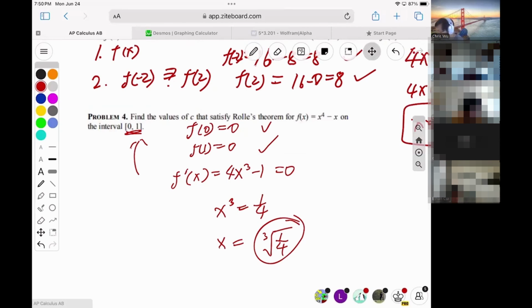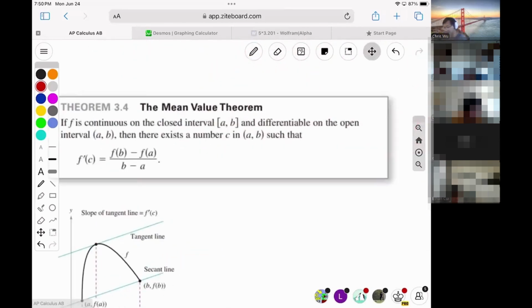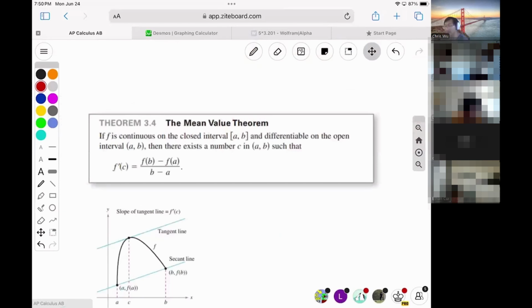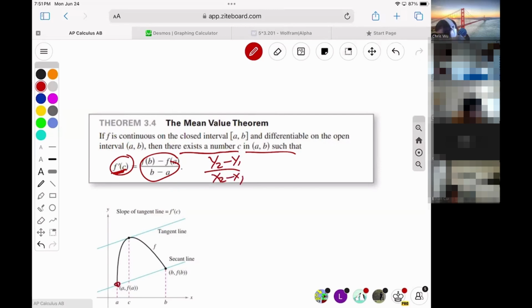All right, cool. So that's Rolle's theorem. Now we're going to expand that a little bit. In fact, Rolle's theorem is simply a special case of the mean value theorem. The mean value theorem says if f is continuous on the closed interval a, b, and differentiable on the open interval, the same setup, there must exist a number c in a, b such that f prime of c, so the slope at that point, is equal to, does this look familiar? This is simply y2 minus y1 over x2 minus x1, right? So if your first point is a, f of a, your second point is b, f of b. This is literally what it means.